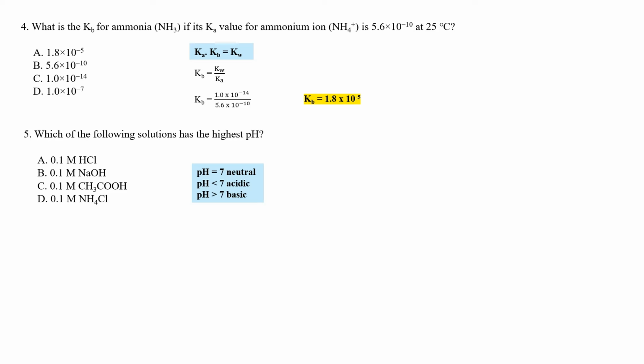Ammonium chloride. Ammonia, NH3, is a weak base with pH around 11. But ammonium chloride is an acidic salt. It is derived from the weak base ammonia and HCl, a strong acid. So the salt is acidic. pH is less than 7. Only NaOH has pH above 7, the highest pH.